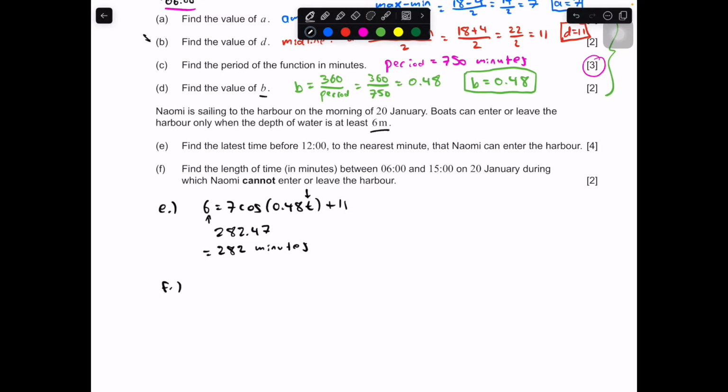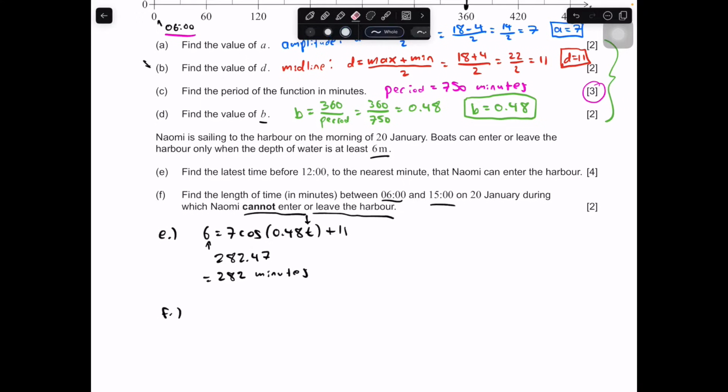All right. Find the length of time in minutes between 6 in the morning and 3 o'clock on 20th of January, during which Naomi cannot enter or leave the harbor. So the length of time in minutes between 6 and 15 where she cannot enter or leave the harbor. So let's convert these to time first, just to get a better idea. This corresponds to t is equal to 0. And here, the distance from 6 to 15 is going to be 9 hours. So 9 hours times 60 minutes.